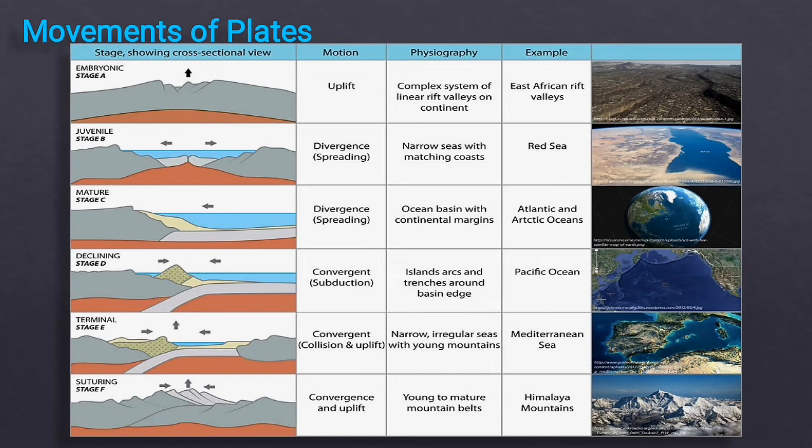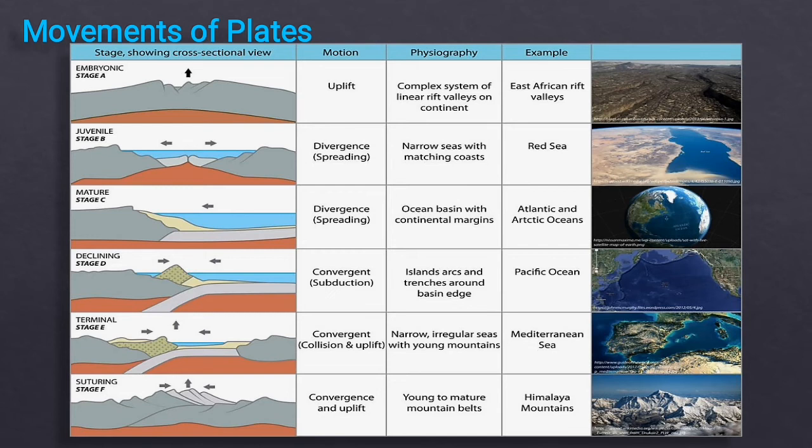Then next we have stage D. This is known as the subduction zone. There is a formation of subduction as the oceans begin to close up, and one of the simplest ways a subduction zone forms is at the edge of a continent, where one tectonic plate is subducted below another plate. So the motion is convergent and it is subduction, and the physiography is island arcs and trenches around the basin edge, and the example is the Pacific Ocean.